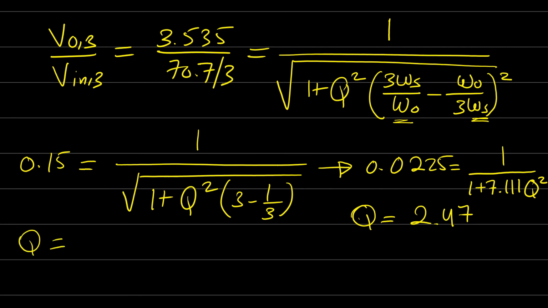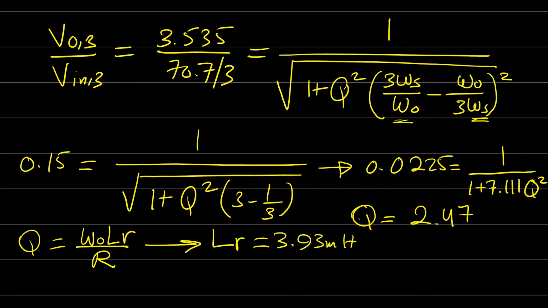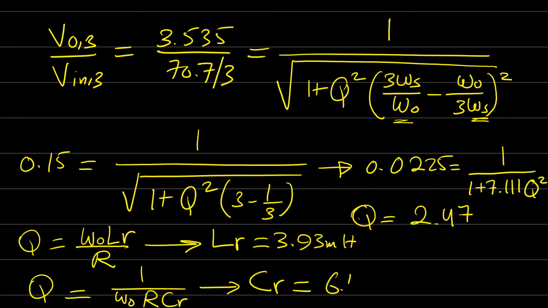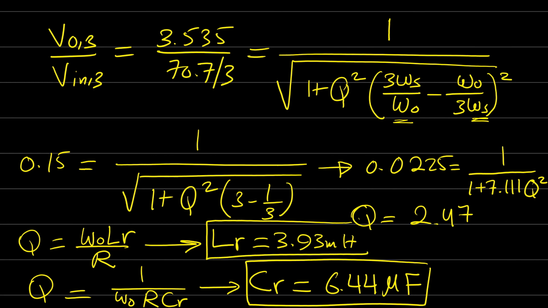Q is equal to omega naught times Lr over R, and from this equation Lr is equal to 3.93 millihenry. And Q is also equal to 1 over omega naught R Cr, and this gives the Cr value, which is 6.44 microfarads. So here we obtain the values for the resonant capacitor and the resonant inductor, and we have the resonant frequency, which is 1 kilohertz.